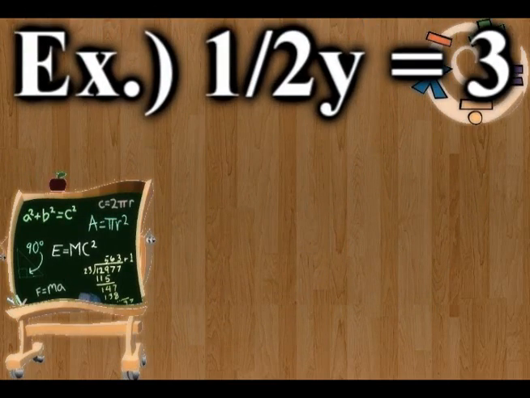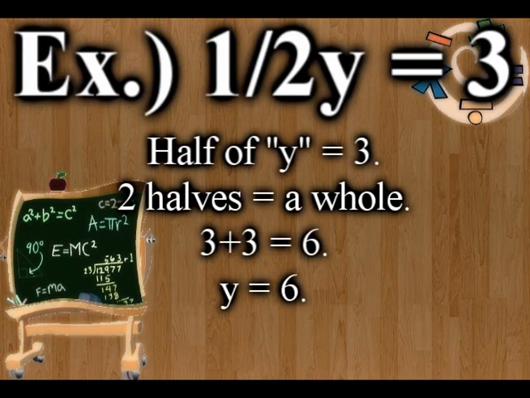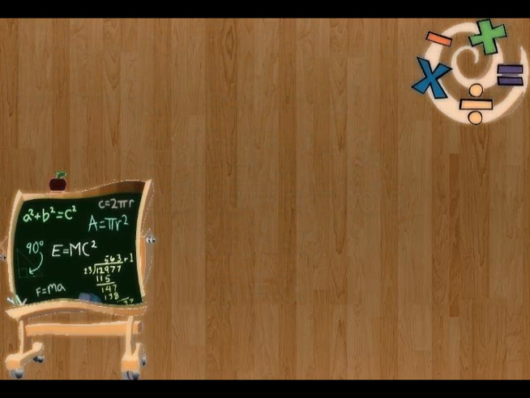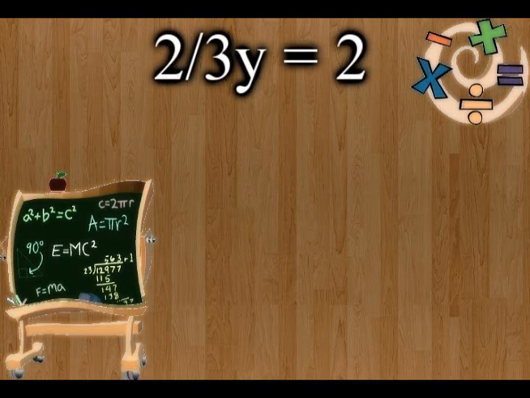At first, this might seem pretty simple to solve. After all, if half of y is 3, then y must be 6. However, when denominators and numerators of the coefficient begin to get larger, it won't be as simple. For the next example, let's use a coefficient with a slightly larger numerator and denominator.